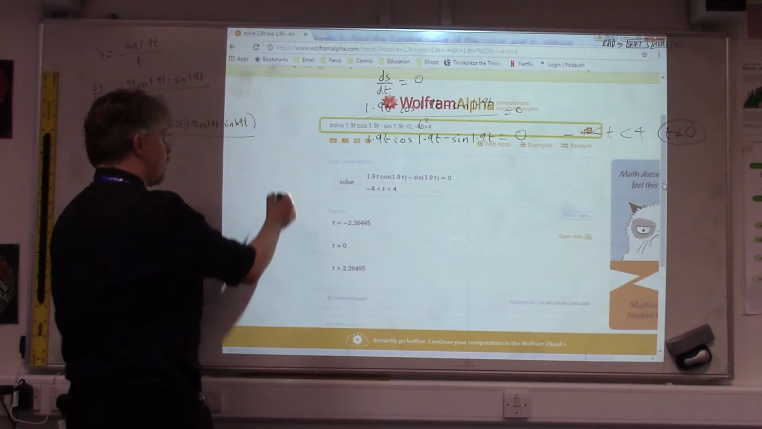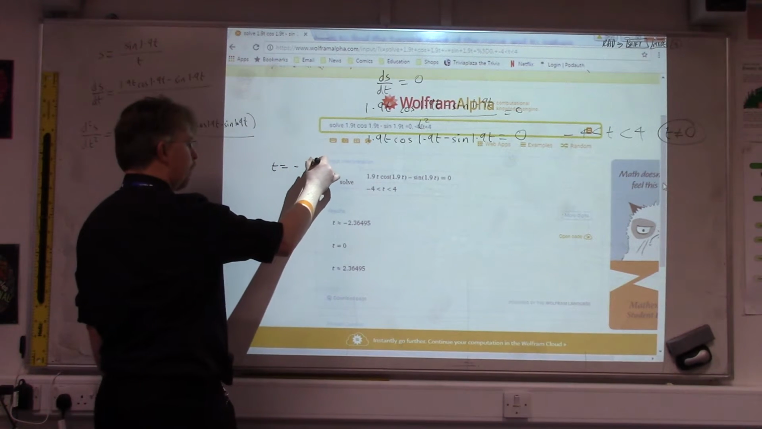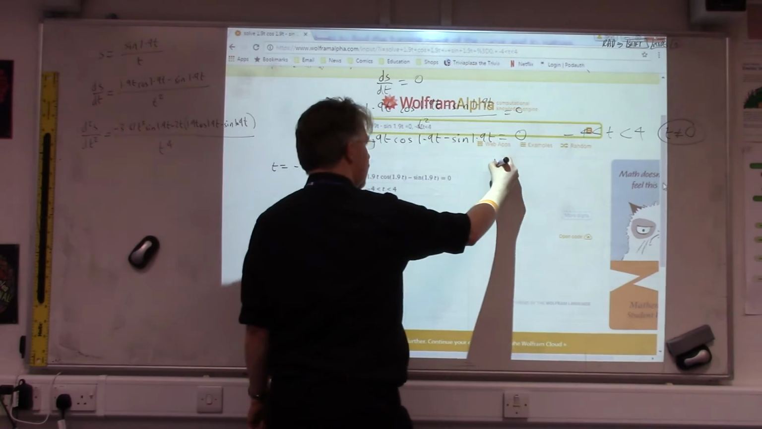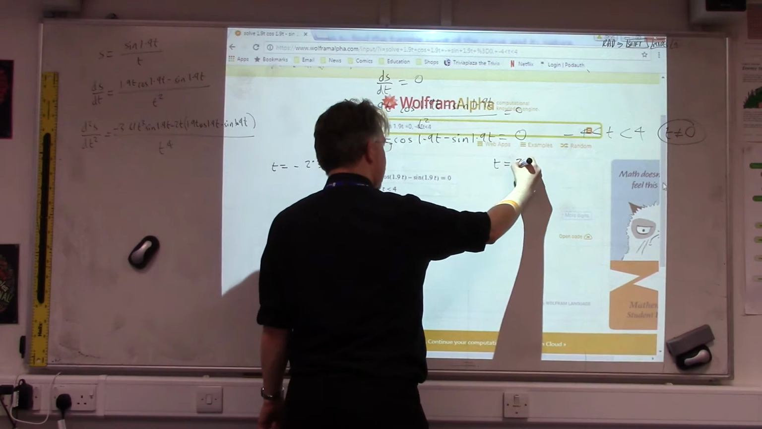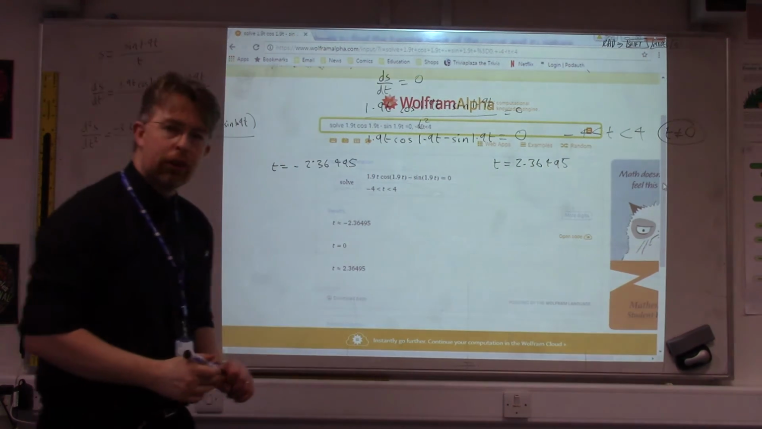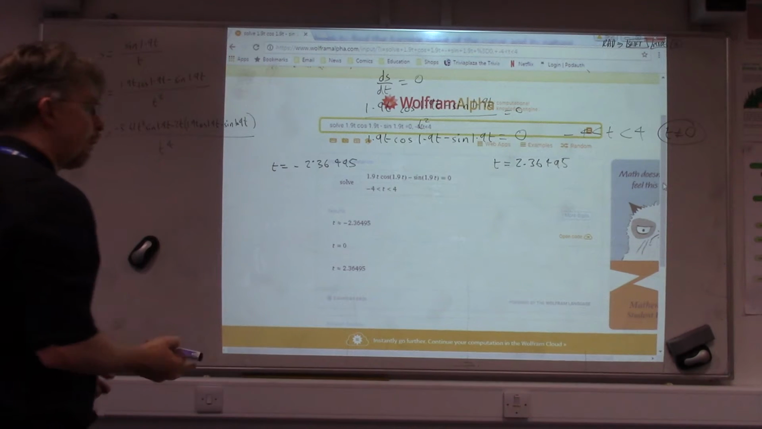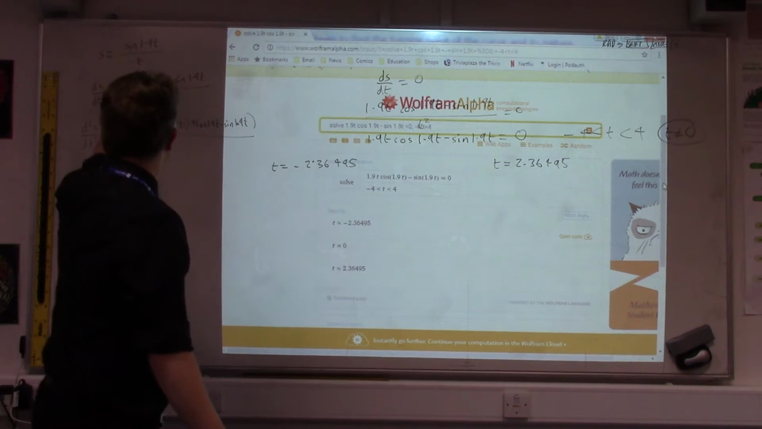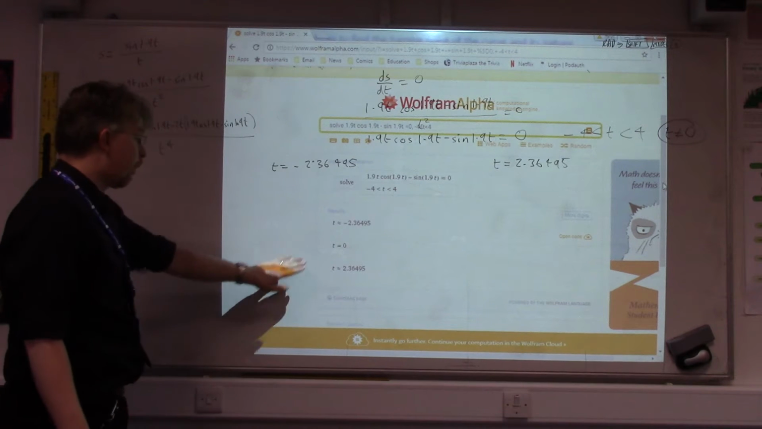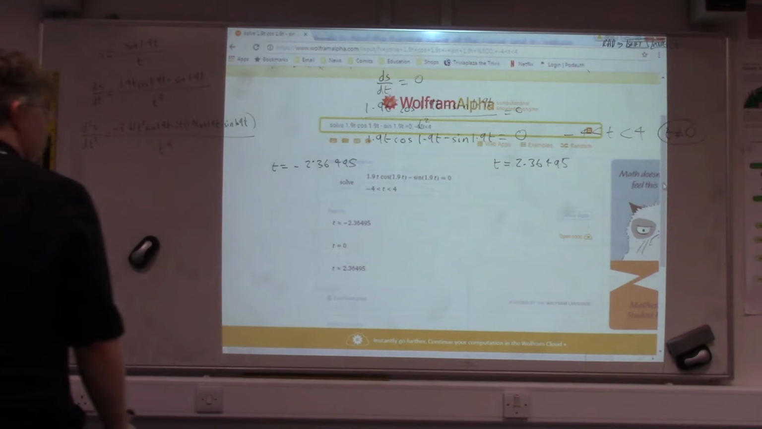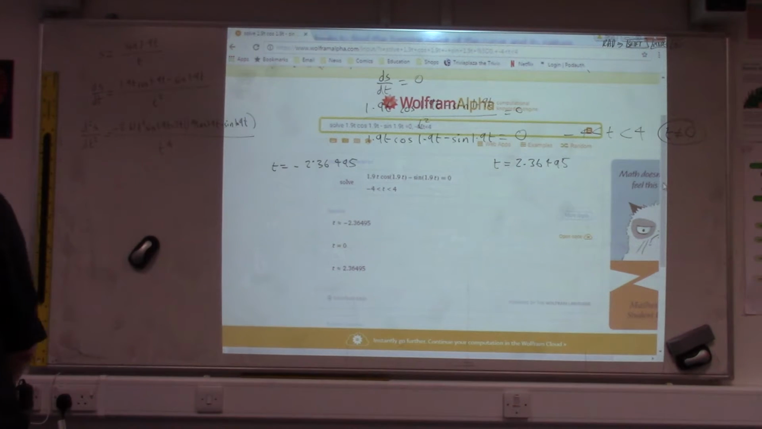Right, panning down to get our solutions. We've got t equals -2.36495, and we've got t equals 2.36495. Remember, this is a symmetrical graph, so it's not surprising we just get plus or minus the same number. As I've said before, t equals 0 doesn't work in the original formula, so it's just a solution that we're ignoring. So we've got our two t's.